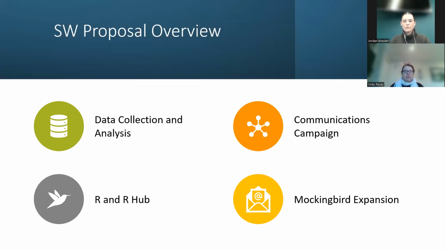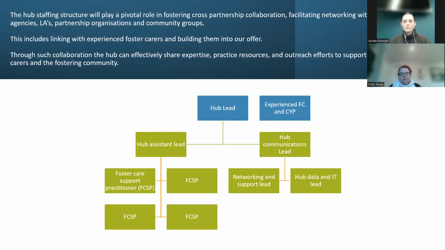So here's our proposal: our data collection and analysis, our communications campaign, our R&R hub and our Mockingbird expansion. It's the R&R hub we're going to focus on today, and primarily the staff structure to start off with. And then we will talk a little bit about the data collection and analysis next. Next slide, please. So I'll leave this one up for a little while for you to have a look at.